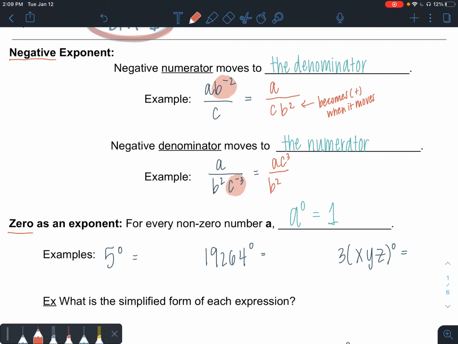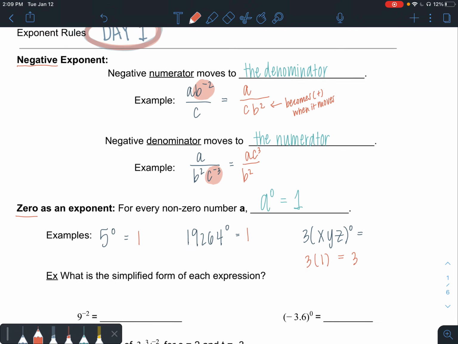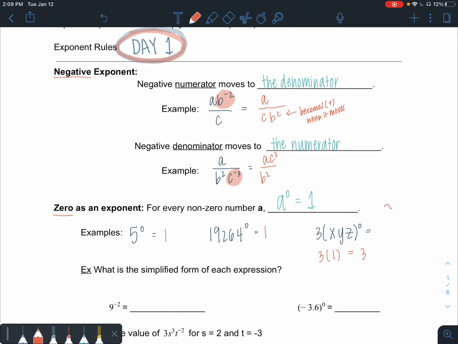All right, here's our next exponent move when we have 0 as an exponent. Anything to the 0 is equal to 1. So 5 to the 0 is 1. 19,264 to the 0 is 1. And then this one we have to be a little careful. So xyz to the 0 is 1. But 3 times 1 is 3. So we just have to be a little bit careful of that. Okay, so I would make a note that xyz to 0 is equal to 1.